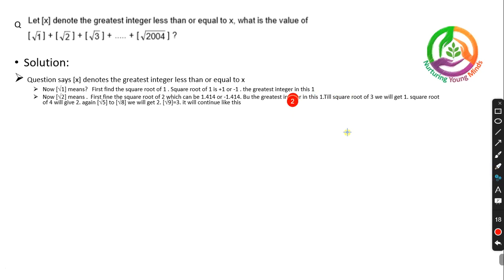Similarly, the square root of 3 also will become 1 only, correct? So till 3, once you go to the square root of 4, that becomes 2, so that will be 2. Now if you take the square root of 5, again it will be 2. If you take the square root of 6, again it will be 2, till the square root of 9. The square root of 9 will be 3. So before 9, that is 8, 7, 6, all will be 2 only, correct?